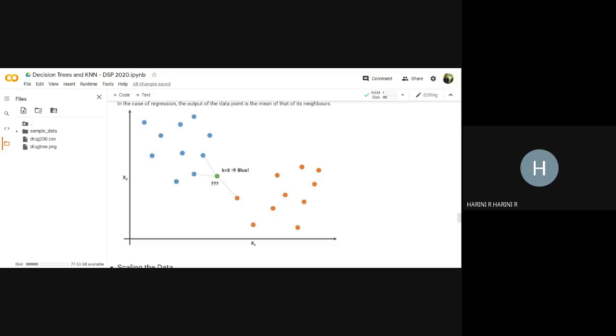There are other distance measures as well, Manhattan distance and so on. So basically we use a distance measure to see the nearest points to a given unknown data point. By unknown, I mean the class to which the data point belongs is unknown. And by looking at the majority class of its neighbors, we are going to put that data point into that class. So this is what the k nearest neighbor algorithm is.